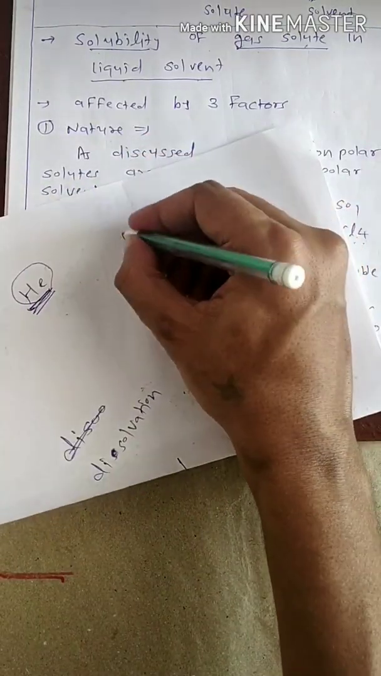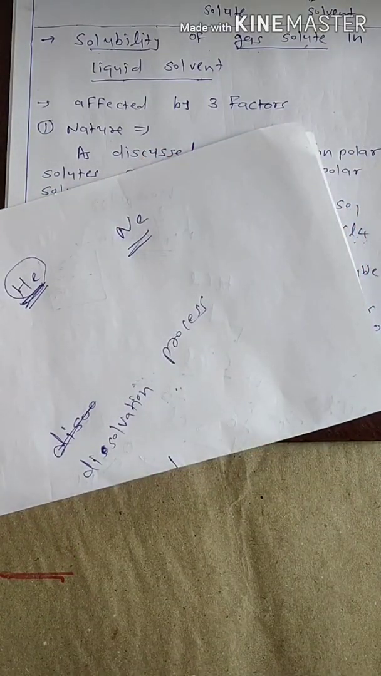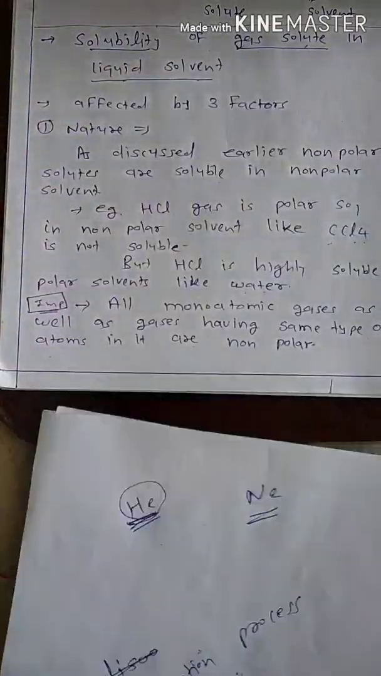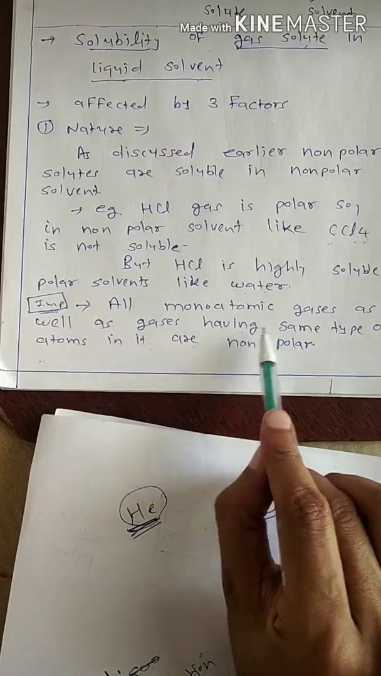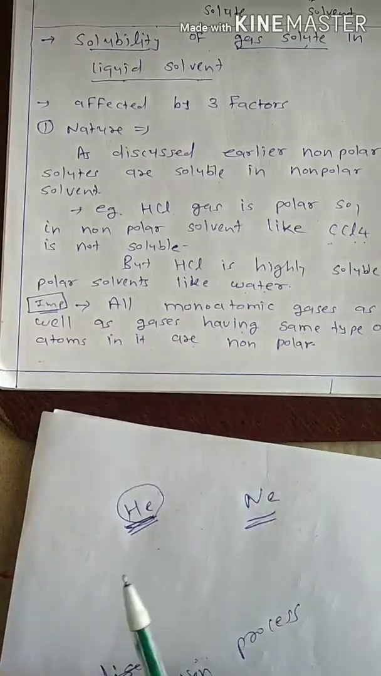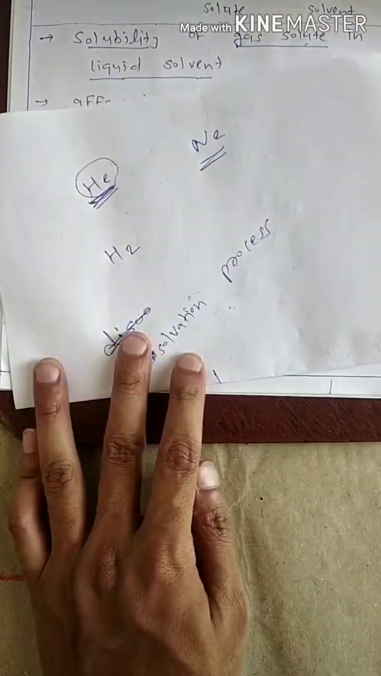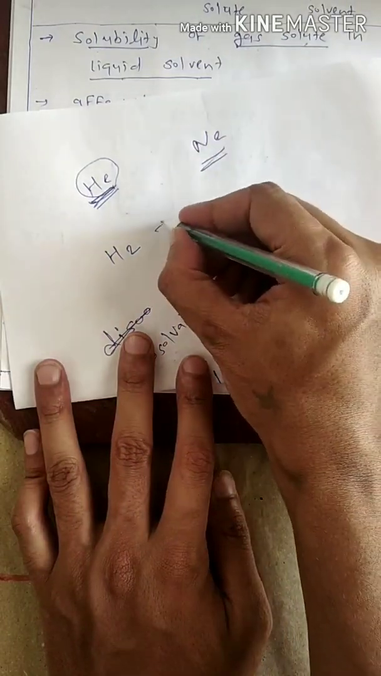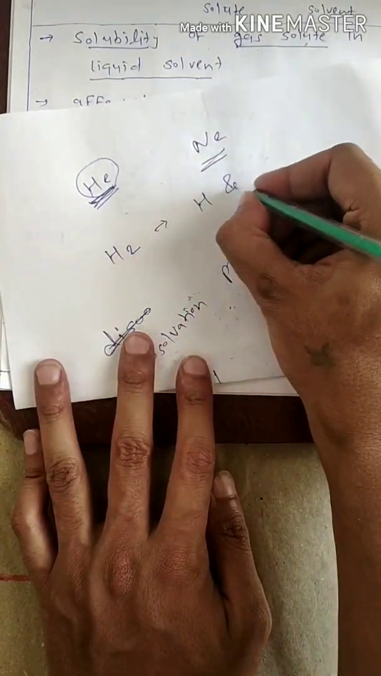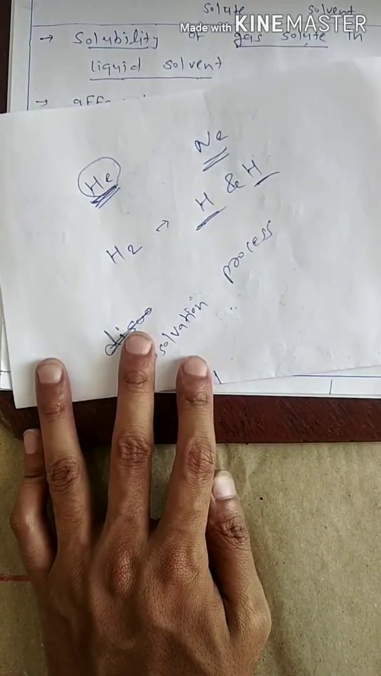So it is monoatomic gas. Like that, neon, it is also inert gas. So it is also monoatomic gas. And same type of atoms in it. Gases having same type of atoms in it. Example of that is hydrogen gas. Here H2 molecule that consists hydrogen and hydrogen, two atoms, both are same atoms.